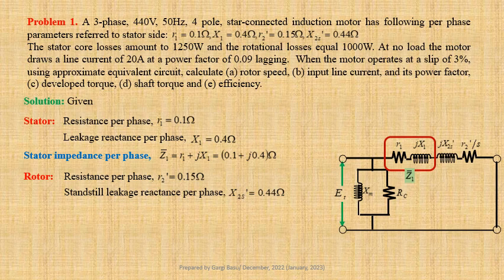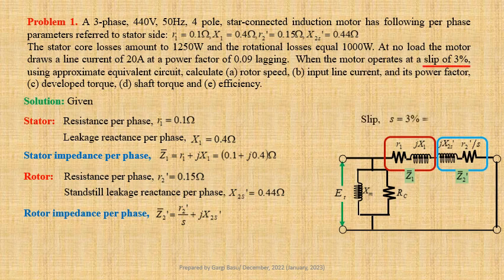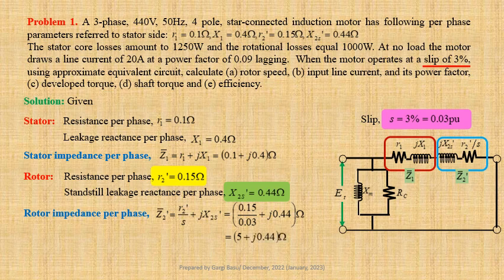For any value of slip S, rotor impedance per phase referred to stator side Z2 dash equals R2 dash by S plus jX2S dash. Given slip S equals 3%, that is equal to 0.03 per unit. Therefore, Z2 dash equals 0.15 by 0.03 plus j times 0.44 ohm. That gives us 5 plus j times 0.44 ohm.